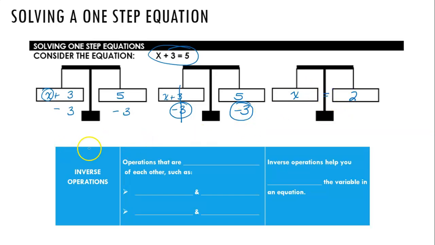Our goal for solving equations is going to be to use inverse operations. Inverse operations are operations that are opposites of each other, such as add and subtract or multiply and divide. Inverse operations help you isolate the variable in an equation. So if you haven't done so already, give yourself a new heading in your notebook that we're solving a one-step equation. And you might want to write down what inverse operations are and that our goal is to isolate the variable.